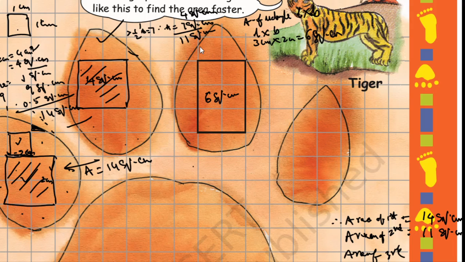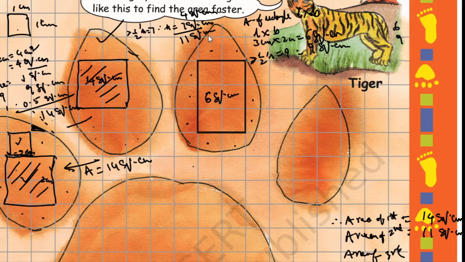This one, and greater than halves. How many such halves are there? Greater than halves: 1, 2, 3, 4, 5, 6, 7, isn't it? And this is also 8, 9. How many are there? 9. Therefore, the area is equal to 9 square centimeters. Why? Because we can take greater than half as a full square. So this is 6 and this is 9.